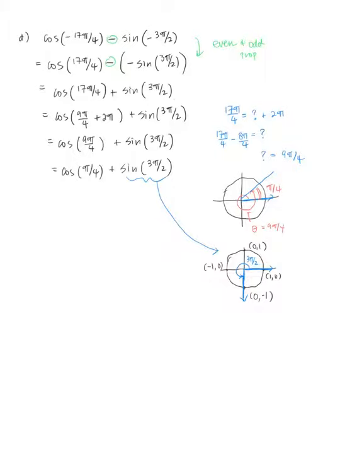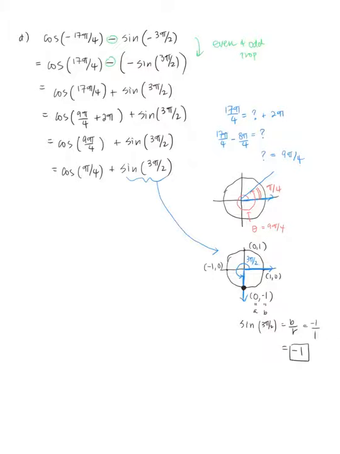Remember that sine is b over r. I don't know if you can see this, but this is the point we're talking about. This is your a and this is your b. Sine of 3 pi over 2 is b over r. Since we're talking about the unit circle, the radius is 1, so you're going to have negative 1 over 1. So it's going to be negative 1.